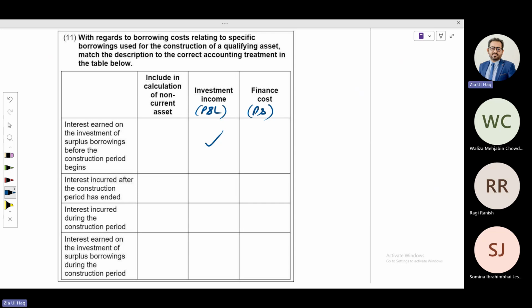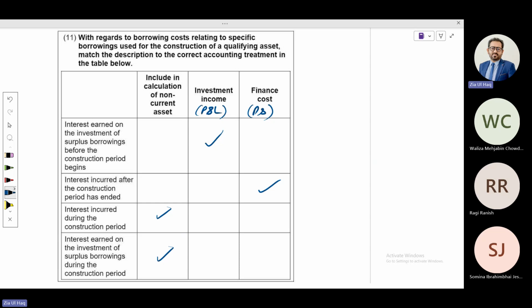Interest incurred after the construction period has ended should be recorded as finance cost in profit and loss account. Interest incurred during the construction period should be added to the non-current asset cost. Interest earned on the investment of surplus borrowing during the construction period should be deducted from borrowing cost of asset capitalized.